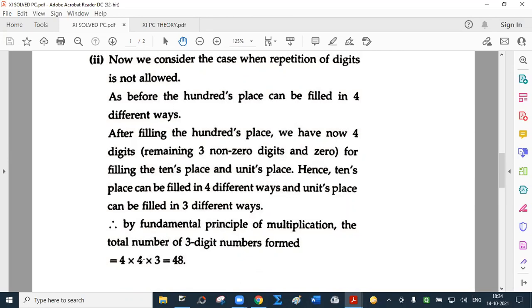I repeat the second part. Actually, 5 digits are given, which includes 0. 0 cannot occur in hundreds place in a 3-digit number. So this place in 4 ways. Out of 5, 1 is utilized. Repetition is not allowed, so tens place in 4 ways. Out of 5, 2 are utilized, so 3 are left. So units place in 3 ways. Hundreds and tens and units. So total number is 48.